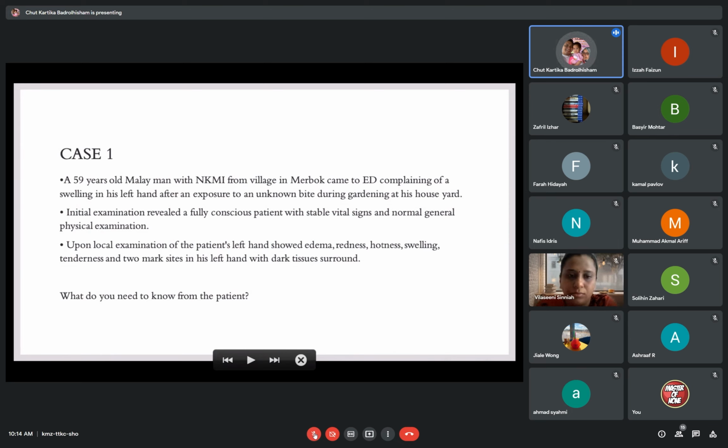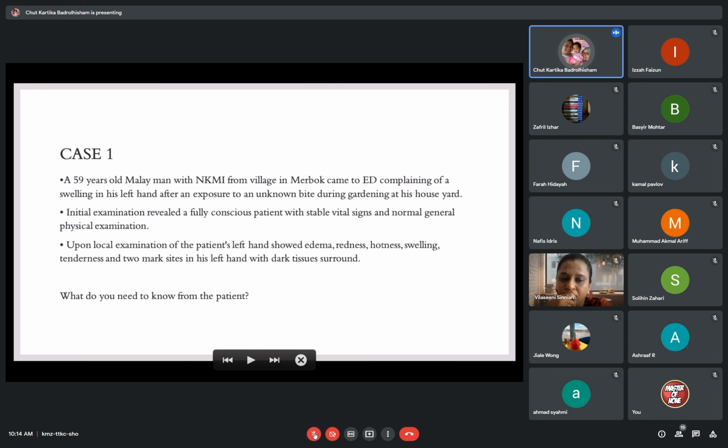A 59 year old Malay man with no medical illness from a village in Merbok came to the ED complaining of swelling in his left hand after an exposure to an unknown bite while gardening at his house yard. Initial examination revealed the patient fully conscious, stable vital signs, normal general physical examination, but upon local examination his left hand had edema, redness, warmth, swelling, tenderness, and fang mark signs with dark tissues around.